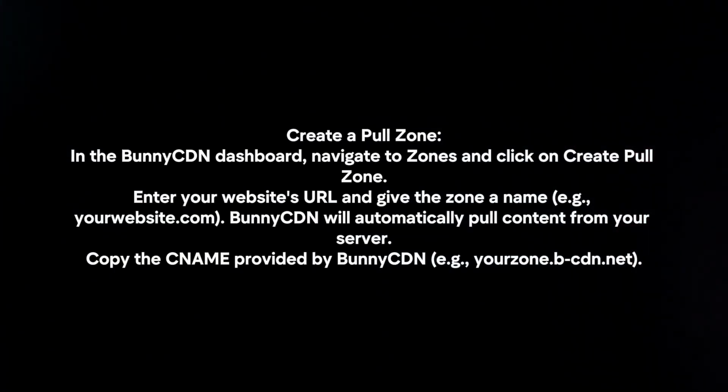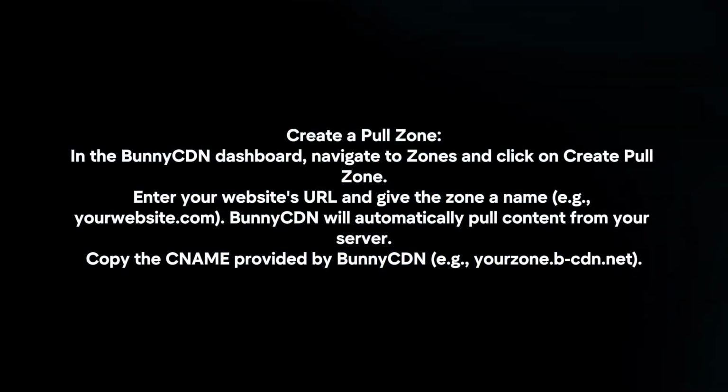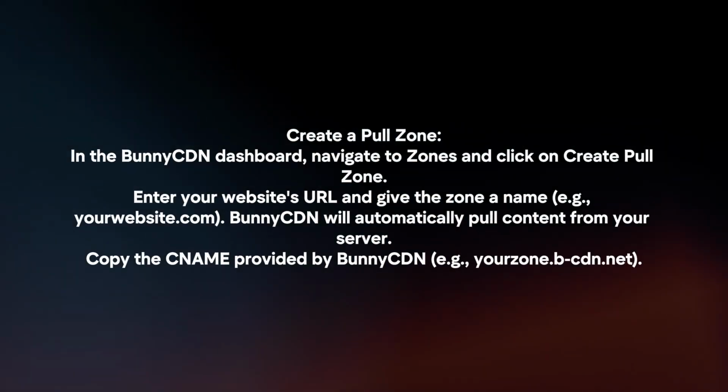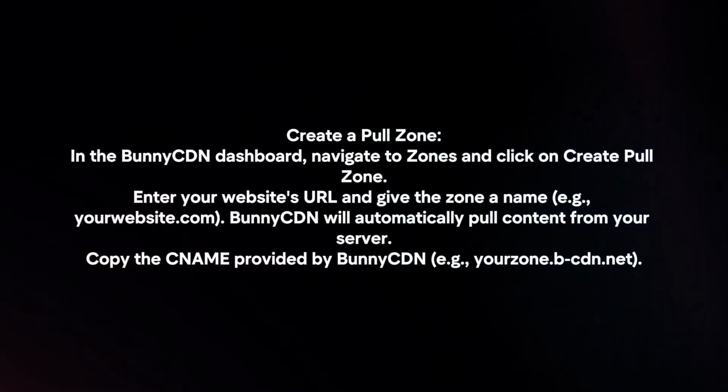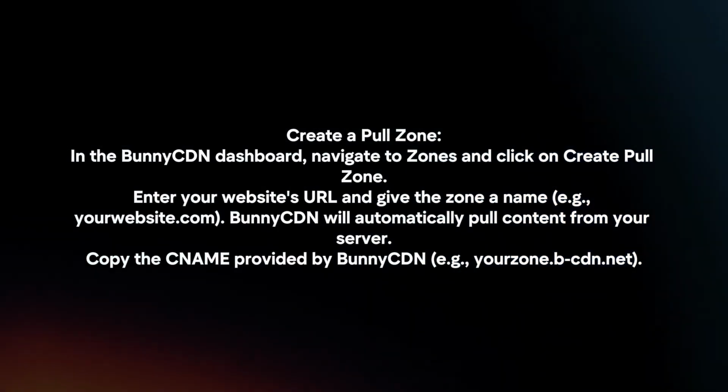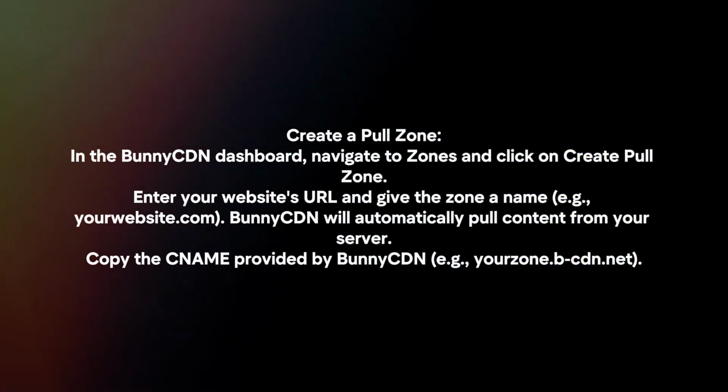Create a pull zone. In the BunnyCDN dashboard, navigate to Zones and click on Create Pull Zone. Enter your website's URL and give the zone a name. BunnyCDN will automatically pull content from your server. Copy the CNAME provided by BunnyCDN.